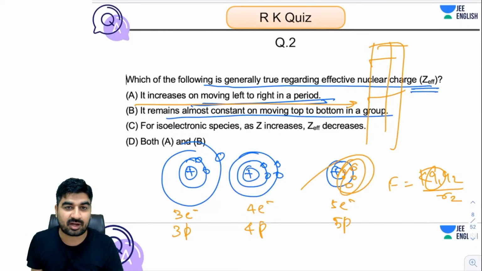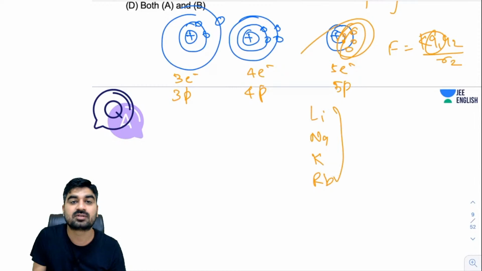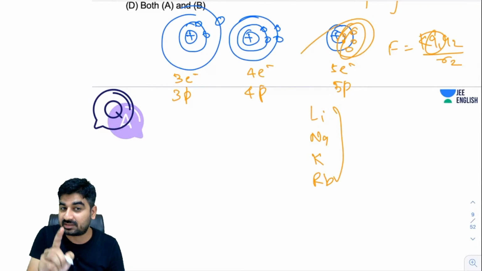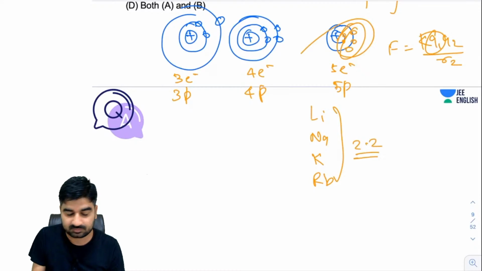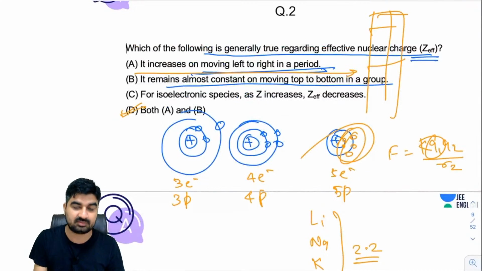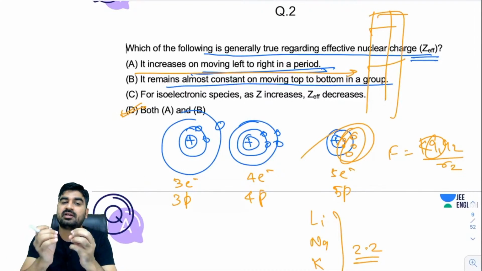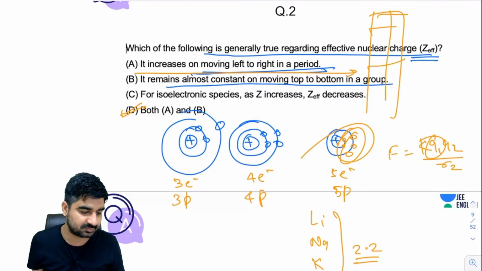In the class, I told you Slater's rule. And using Slater's rule, we calculated the value of Z effective for these elements. And that Z effective was 2.2. I hope you remember it. Yes, Captain. So answer will be D. So left to right it increases. When we go top to bottom, in alkali metals especially, it remains almost constant.